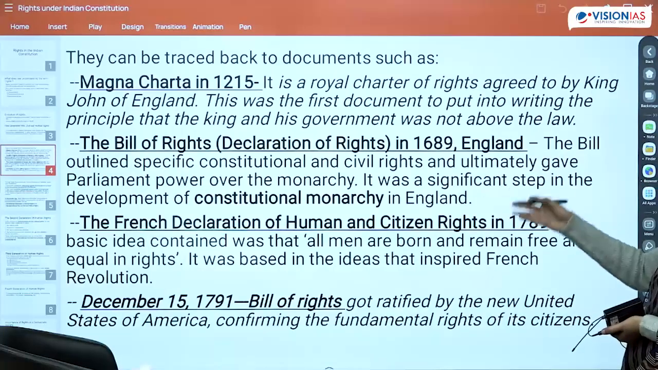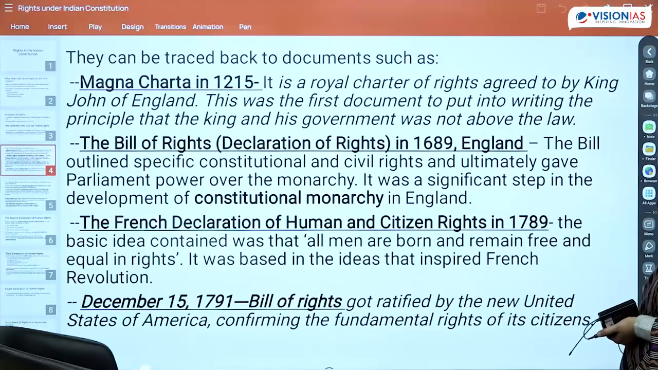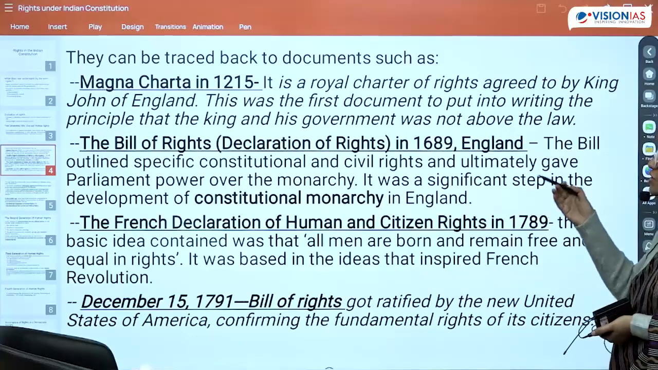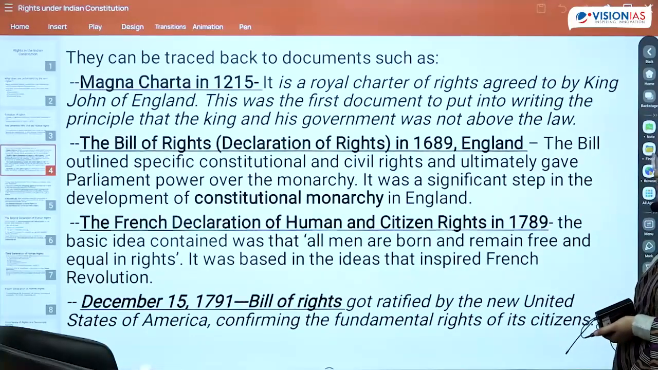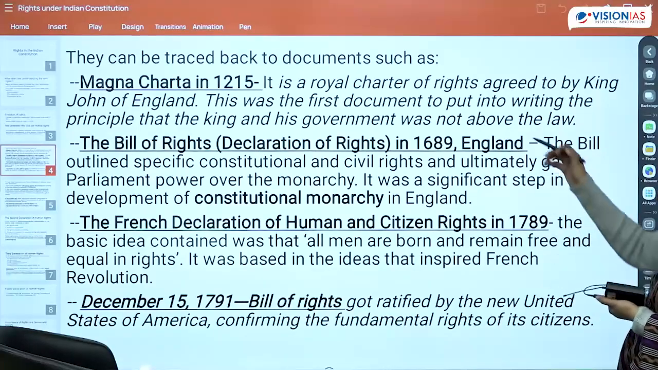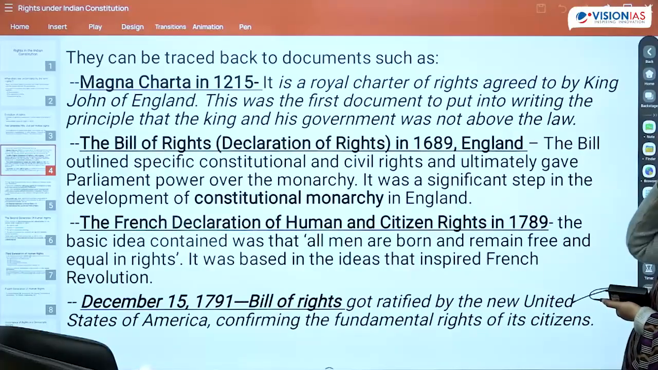Now, the beginning of civil and political rights can be traced to, for example, the Magna Carta. We are aware of the Magna Carta. So you find that King John of England had recognized a charter of rights. This is the first document to put into writing the principle that the king and the government were not above the law.